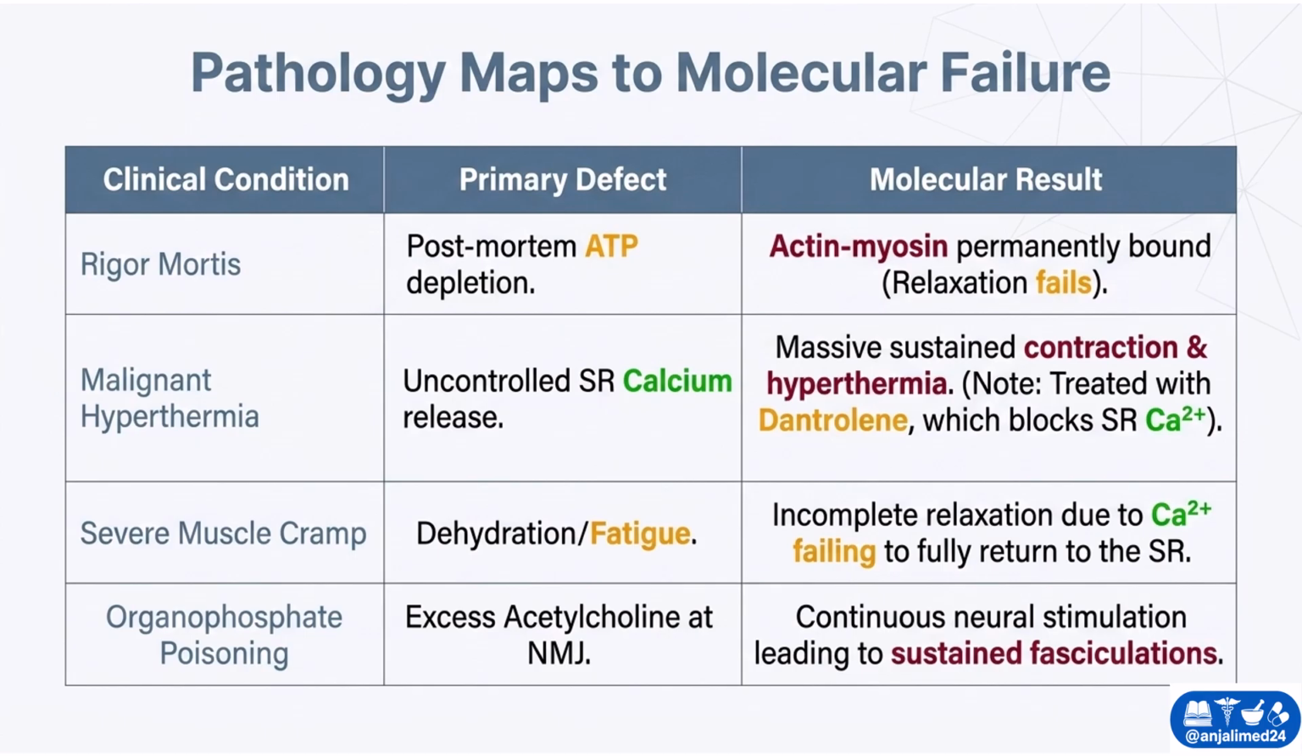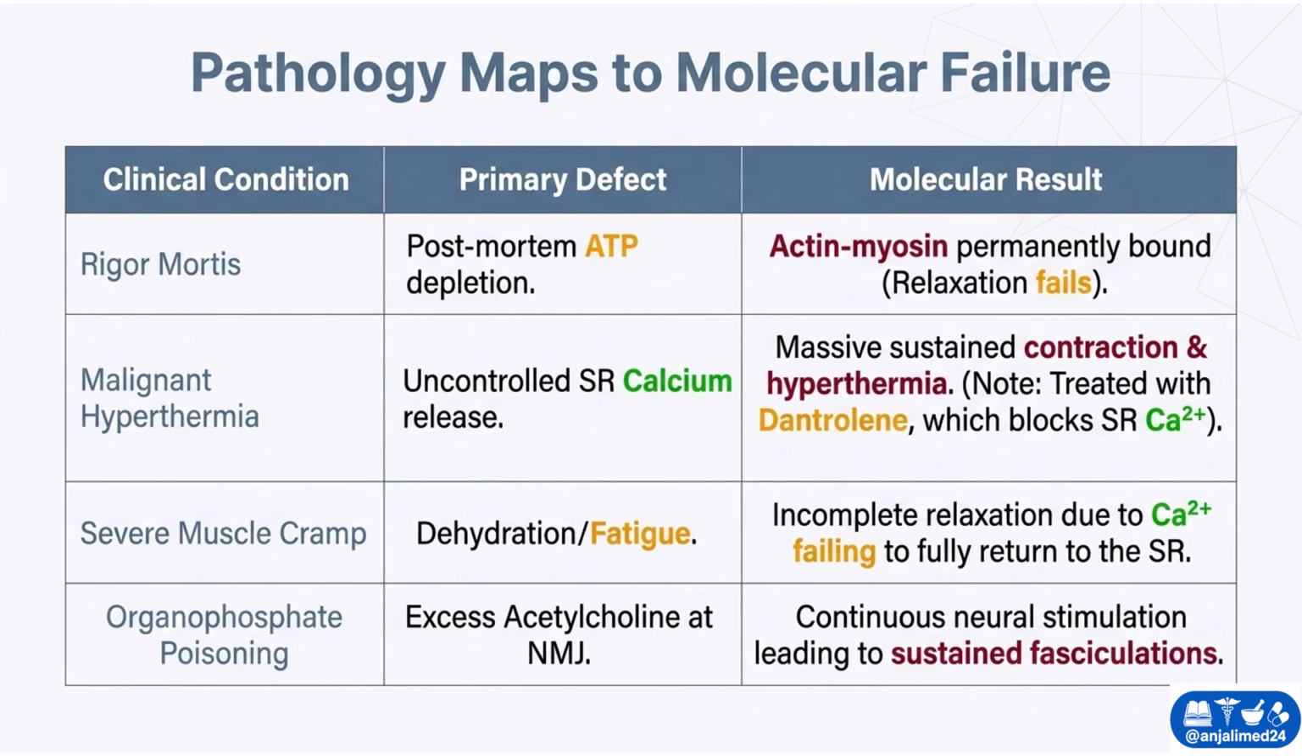Next, malignant hyperthermia. This is a life-threatening pharmacogenetic disorder often triggered by anesthetic agents such as succinylcholine or volatile inhalational anesthetics. The primary defect is uncontrolled calcium release from the sarcoplasmic reticulum. A massive amount of calcium continuously floods the muscle cell. Remember, calcium keeps the contraction machinery switched on. Because calcium release never stops, the muscle enters sustained contraction.